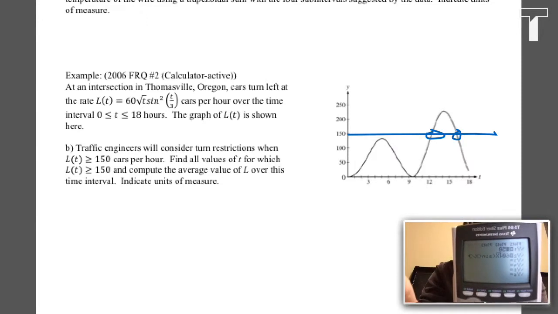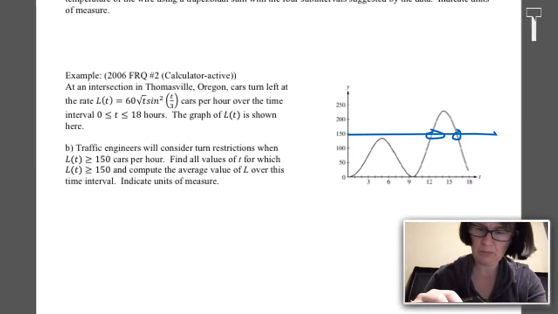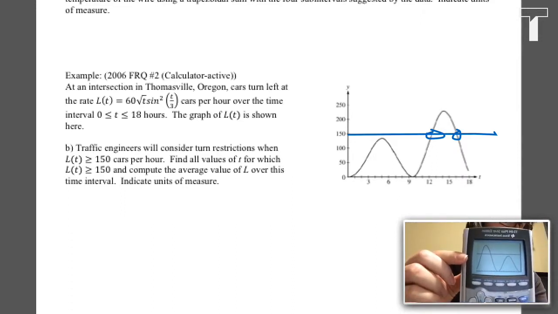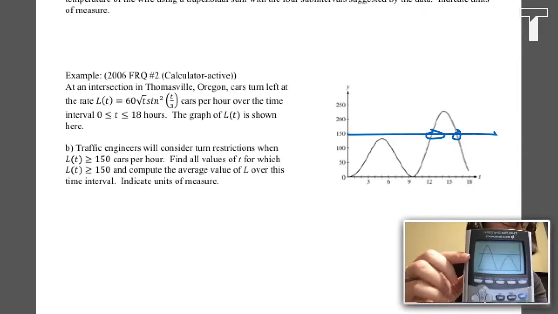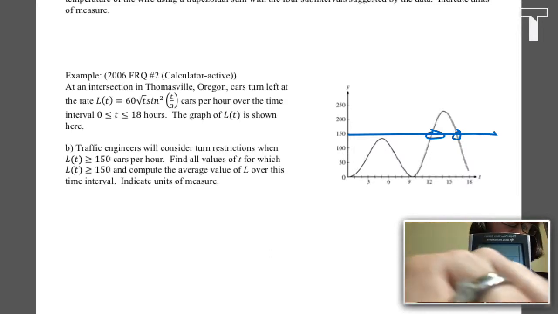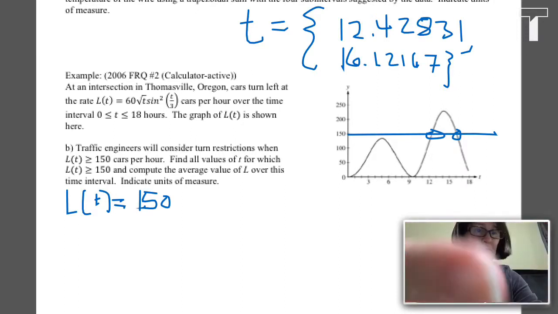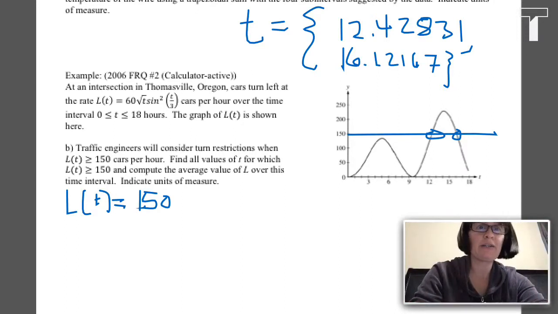I know this is a mirror image for you, but remember, this is how we're going to do this. We're going to graph y equals 150. And we're going to graph y equals the function they gave us for L of t. And you're going to graph them and use the intersection function on your calculator to figure out the two x values at which those graphs intersect. All right, so notice I've written the equation that I solved on my calculator. L of t equals 150. I got two solutions, 12.42831 and 16.12167.